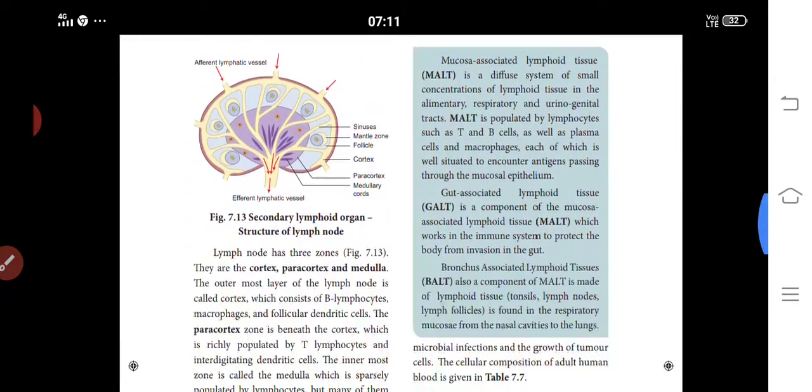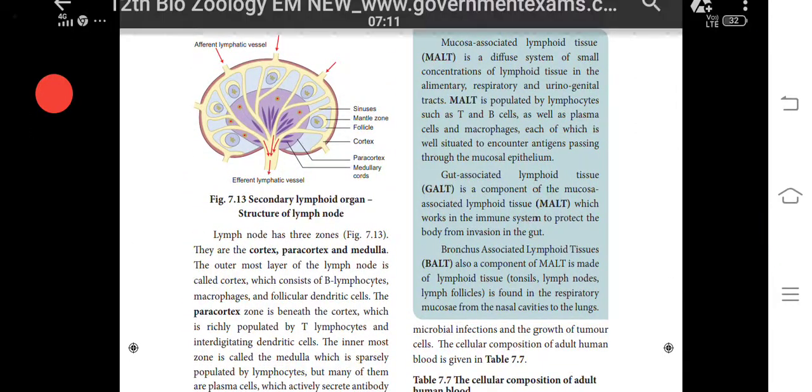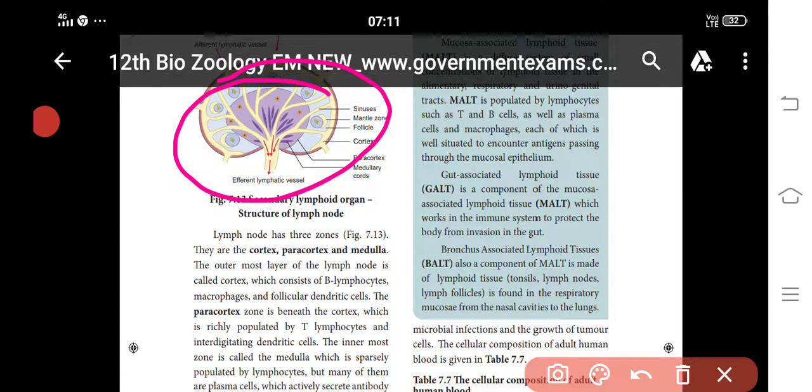First, this is the lymph node. That is the cortex, the paracortex, and the medulla. That is the efferent lymphatic vessel. See, the pathogens enter through the lymphatic vessels, cross all these three layers, and the lymph nodes filter the pathogens.